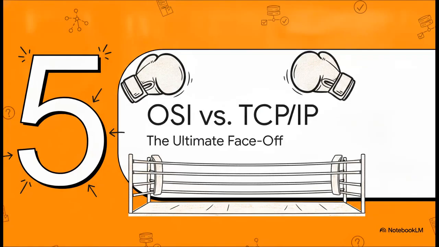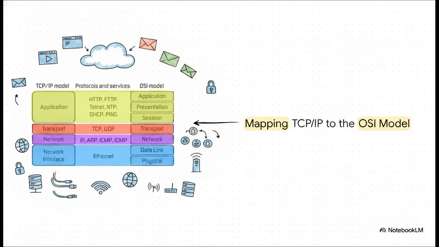Moving on to Section 5, Comparing OSI and TCP/IP. This is the ultimate face-off. We really need to put these two heavyweights in the ring together, because directly comparing them is practically guaranteed to pop up on your exam. What's super interesting is how the 4-layer TCP/IP stack essentially condenses those 7 OSI layers.